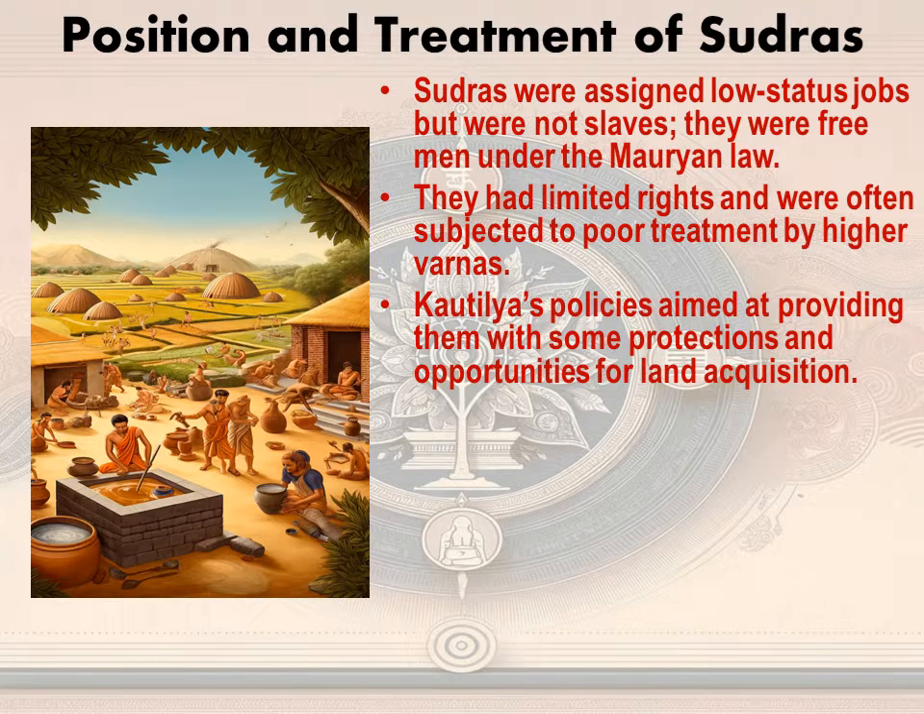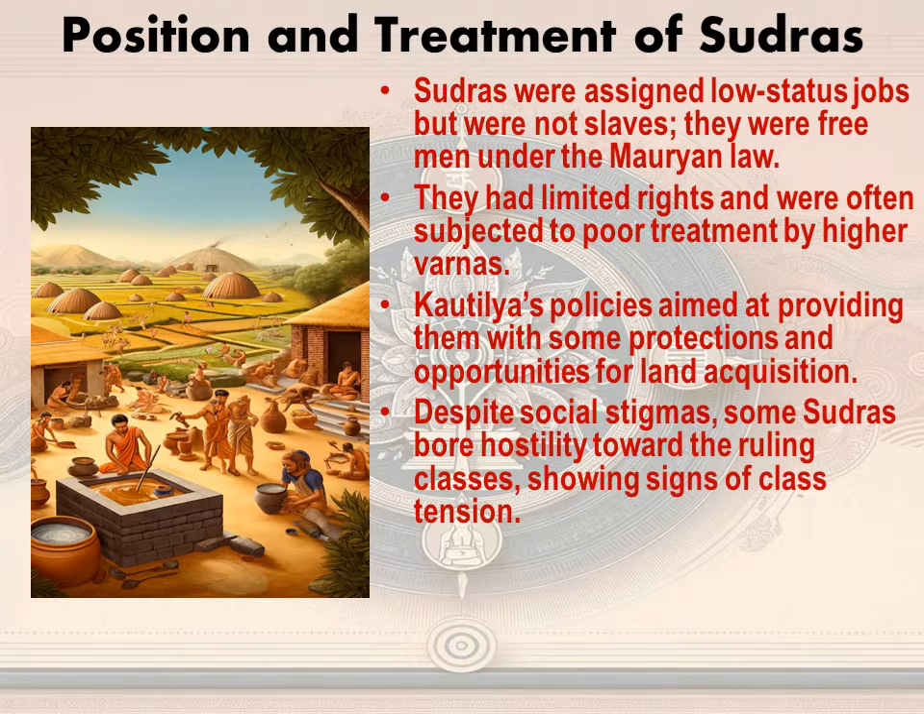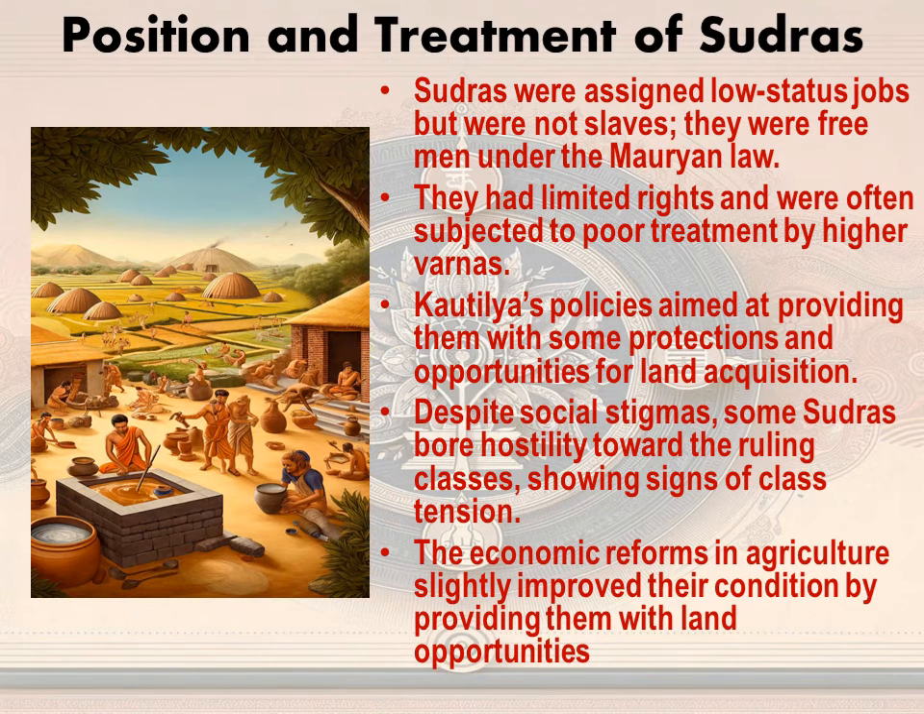in Kautilya's Arthashastra. Despite social stigma, some Sudras bore hostility toward the ruling classes, showing signs of early class tension. So, some Sudras had a lot of resentment towards the ruler, and they bore some kind of hostility towards the ruling class. Thus, we get signs of social tension during the Mauryan period.